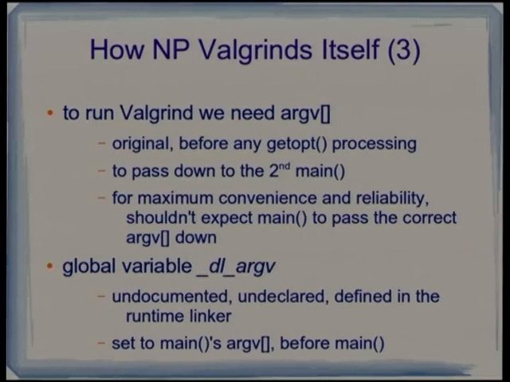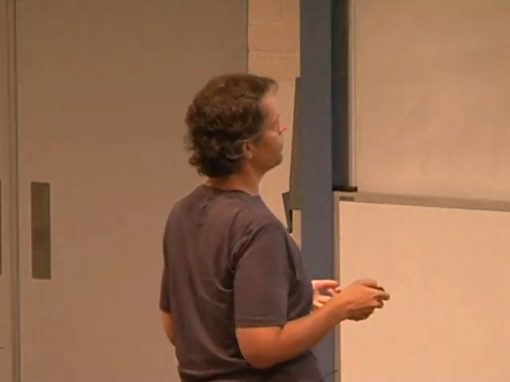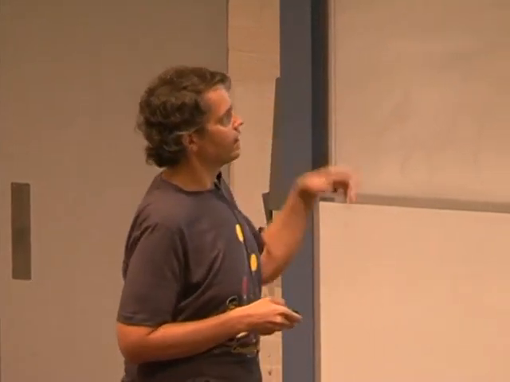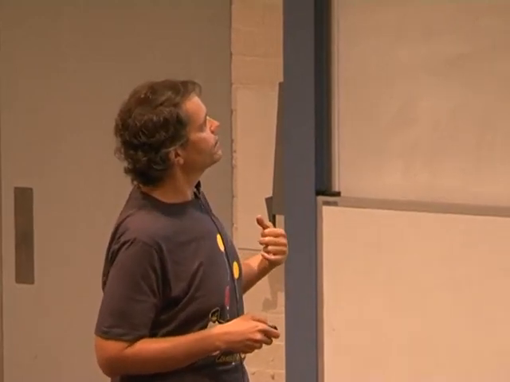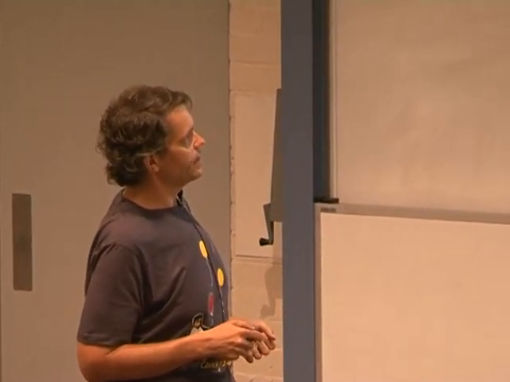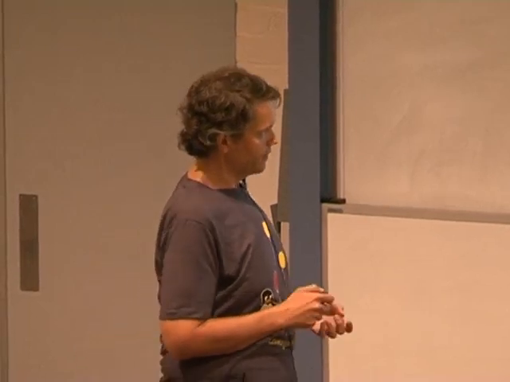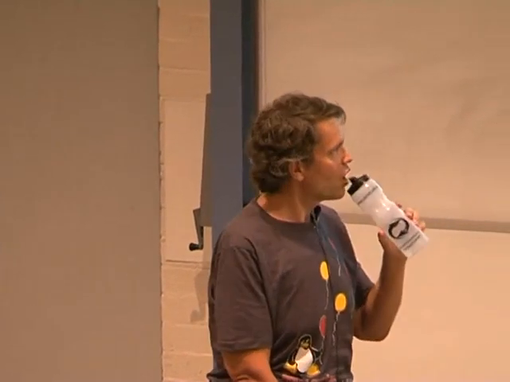Getting argv is interesting because it's a library and it doesn't have access to main, and I don't want to trust main to correctly pass things down, because main could be doing any kind of getopt processing and could be doing it destructively. I want to get the original argv, or as close to the original argv as I can, in the library without passing it down from main. So I dug around and I found this thing, which is undocumented, undeclared, defined in the runtime linker. Yes, it's a hack. Nevertheless, it is set to main's real argv before main runs and remains there.